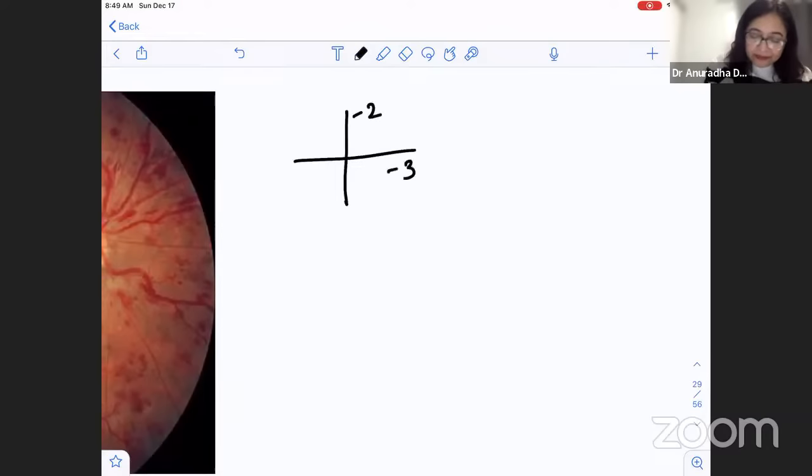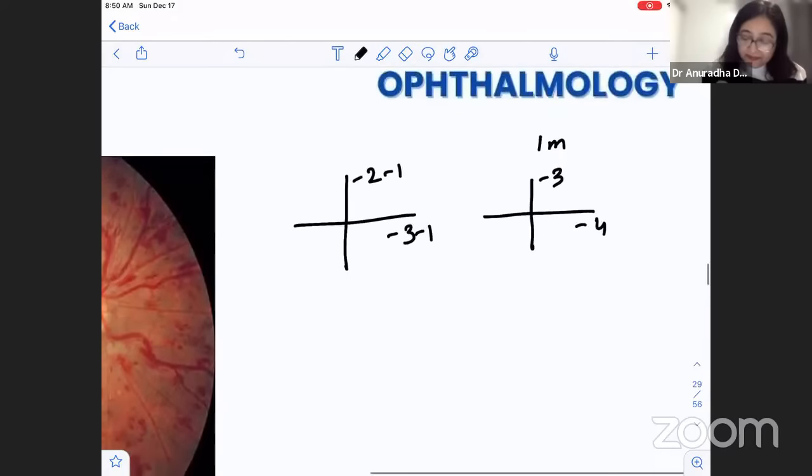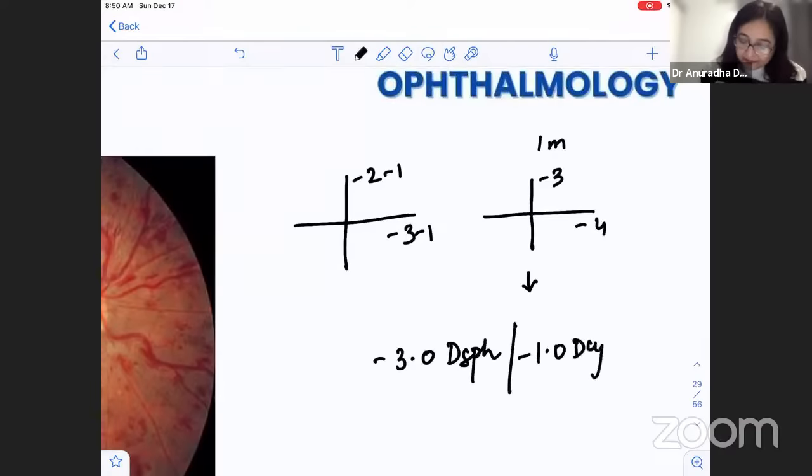Let's see the example that this is the retinoscopy finding in myopia. Okay. So again at 1 meter, but no cycloplegia. Okay. So then minus 1, minus 1. This becomes minus 3. This becomes minus 4. Okay. So this will be your refracted cross. So in this case, minus 3 diopter will be given as a sphere. Okay. Minus 1 diopter will be given as a cylinder. And in this case, it will be placed at 90 degrees. Okay. Right. So minus 3 diopter sphere, minus 1 diopter cylindrical at 90 degrees.